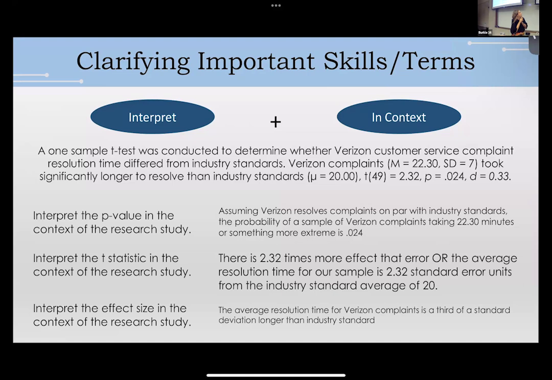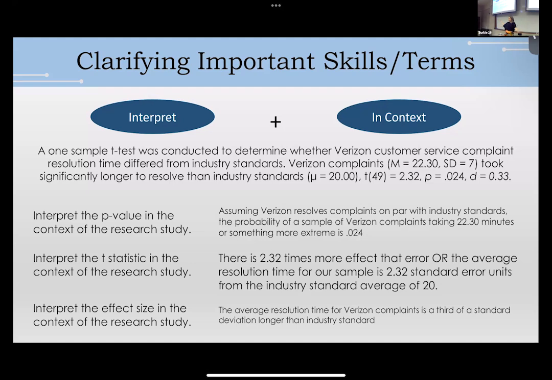A one-sample t-test was conducted to determine whether Verizon customers' service complaint resolution time differed from industry standard. Verizon complaints took significantly longer to resolve than industry standards. t(49) = 2.32, p = 0.024, d = 0.33. Now, this is a very common question you will see, right? Why do I ask these? Because that is what you do as a researcher, right? You look at your values and you interpret them.